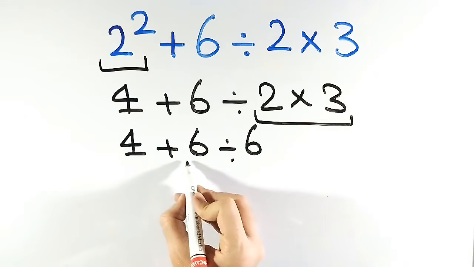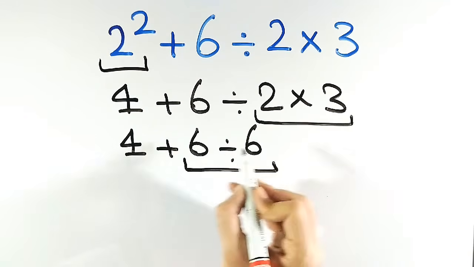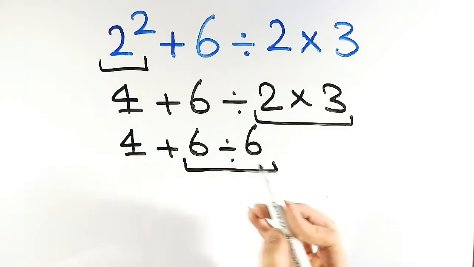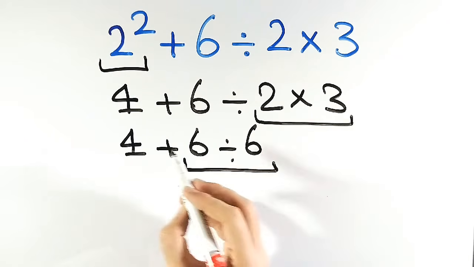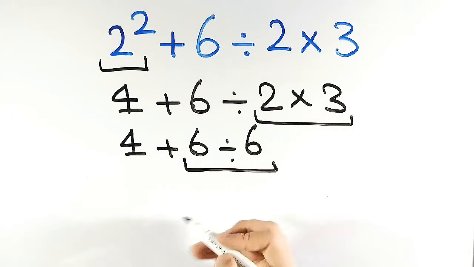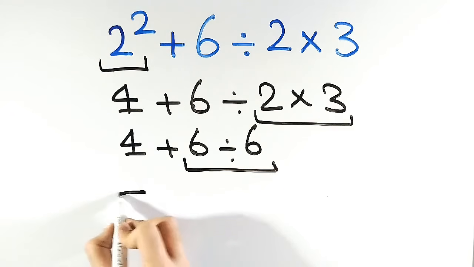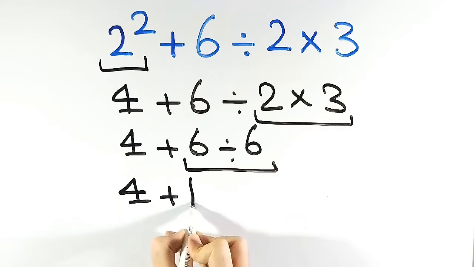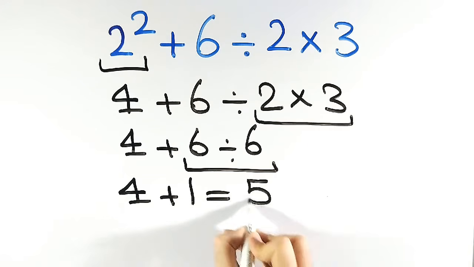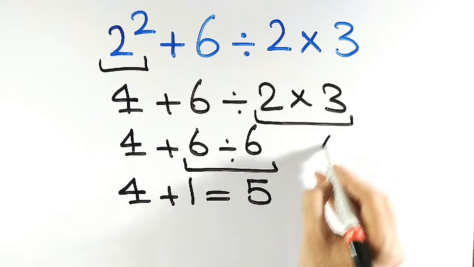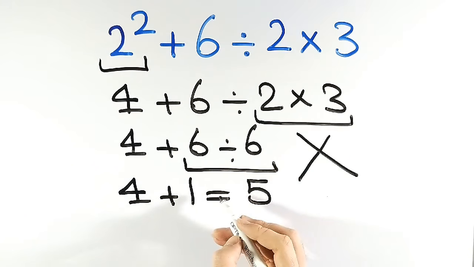And the final step, they go for the division between 6 and 6 because they think division has a higher priority than addition. So, they rewrite this expression as 4 plus 1, which finally gives them the answer 5. But it's not the correct answer to this question.